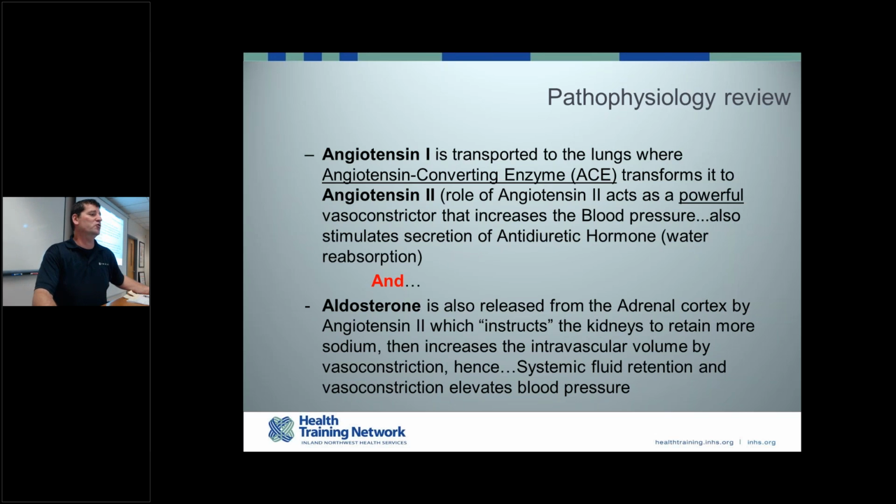So angiotensin 1 is transported to the lungs, where what acts to convert it to angiotensin 2? Oh, ACE, okay. So what medications do we know that have to deal with ACE? ACE inhibitors. Okay, so where do you think they're going to work? In the lungs. They're going to work on angiotensin converting enzyme to decrease that ability and help decrease our blood pressure.